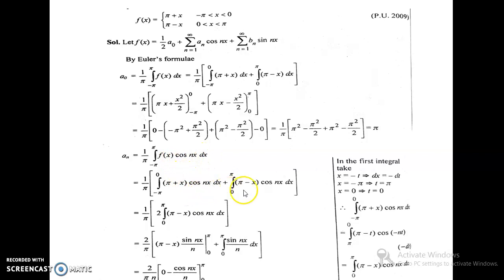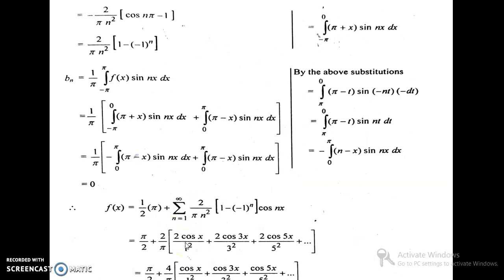First, split this integral into two integrals. Then, for solving the first integral, substitute x is equal to minus t. dx becomes minus dt. x is equal to minus pi means t is equal to pi. When x is equal to 0, t is equal to 0. So limits minus pi to 0 changes to pi to 0. Pi plus x becomes pi minus t, cos of negative nt, minus dt. So the first integral changes to this one. Both integrals are same. Just combine these two integrals and apply the integration steps. Answer is equal to this one.